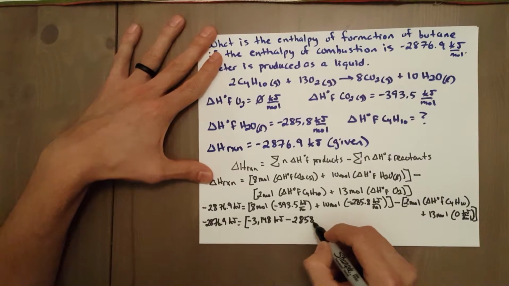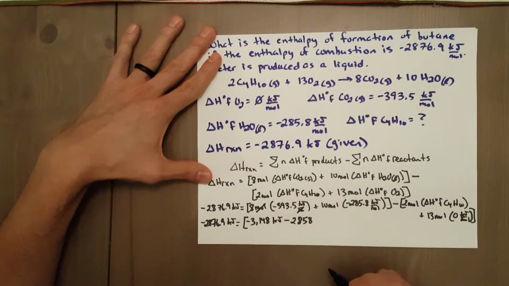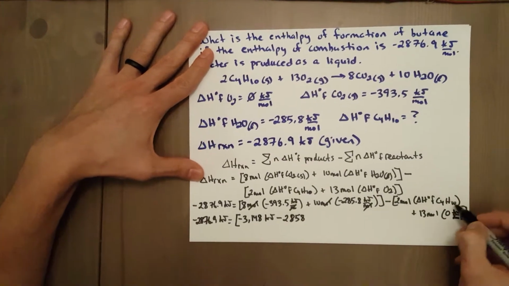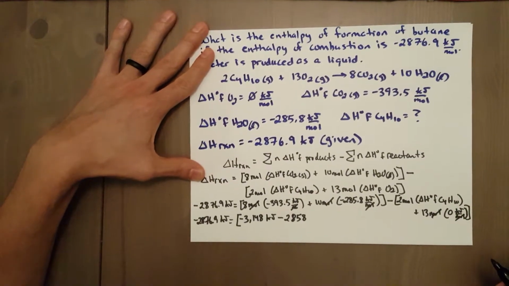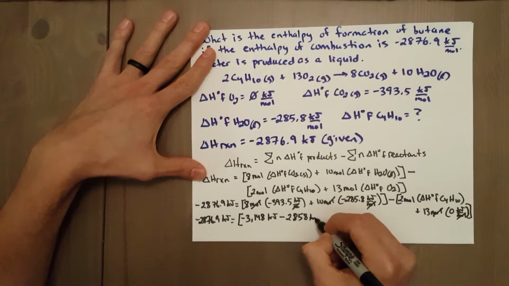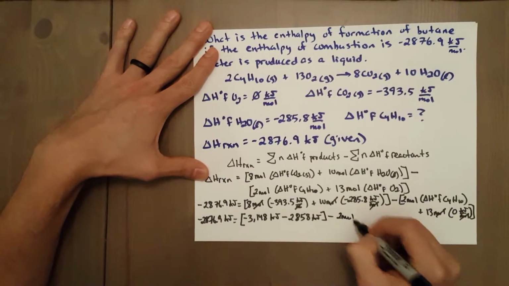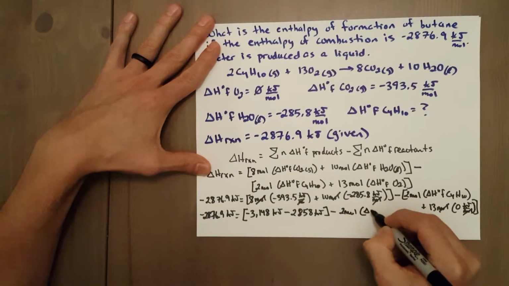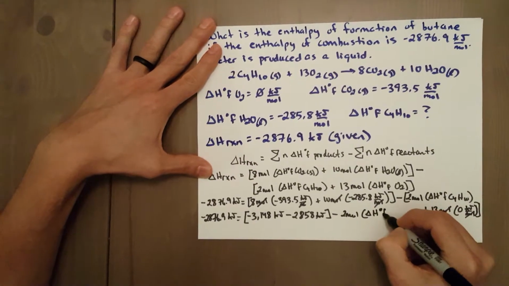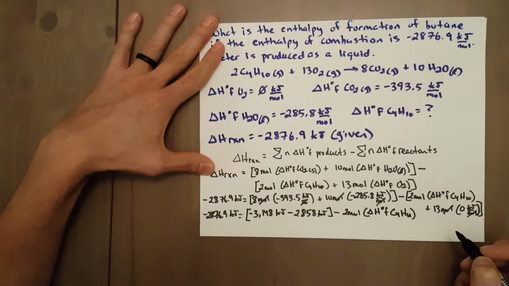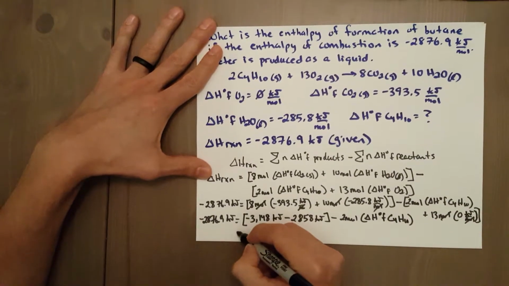2858. Notice that mole cancels out. Maybe I should do that now. Mole cancels out. I'm not going to do that quite yet. Mole will cancel out as well. So we have kilojoules here. Close bracket, minus 2 moles, and we don't know our value. This is what the question is asking us for. And there we go. Now simplify.